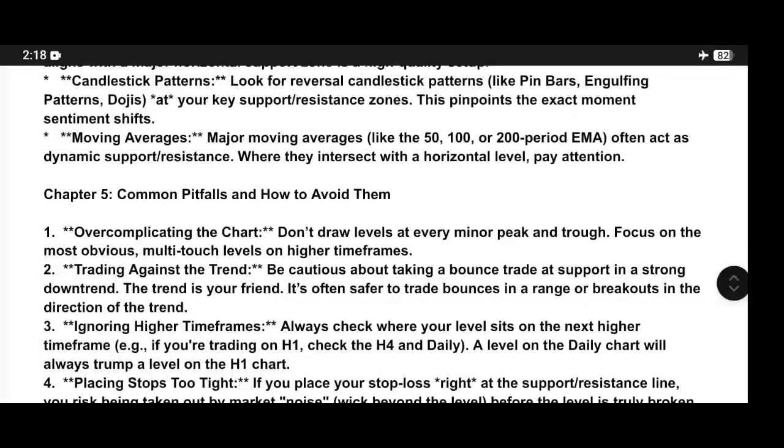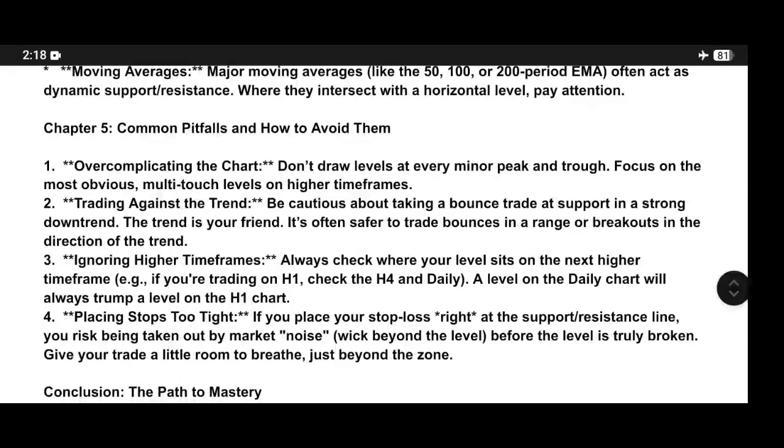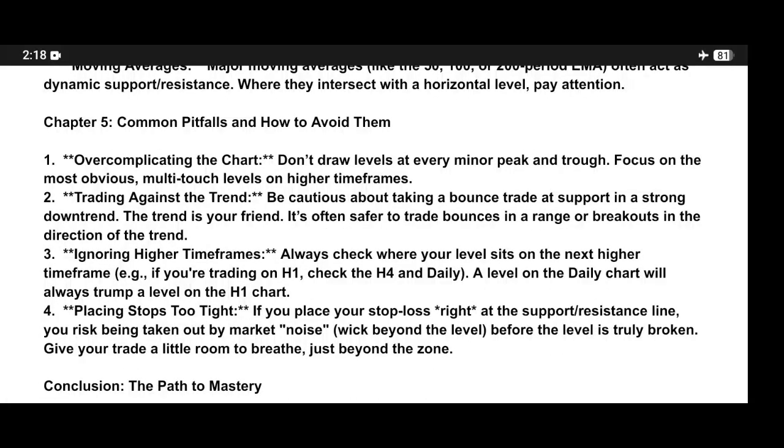Number one is overcomplicating the chart. Don't draw levels at every minor peak and trough. Focus on the most obvious multi-touch levels on the higher time frame. Number two is trading against the trend. Be cautious about taking a bounce trade at support in a strong trend. The trend is your friend.